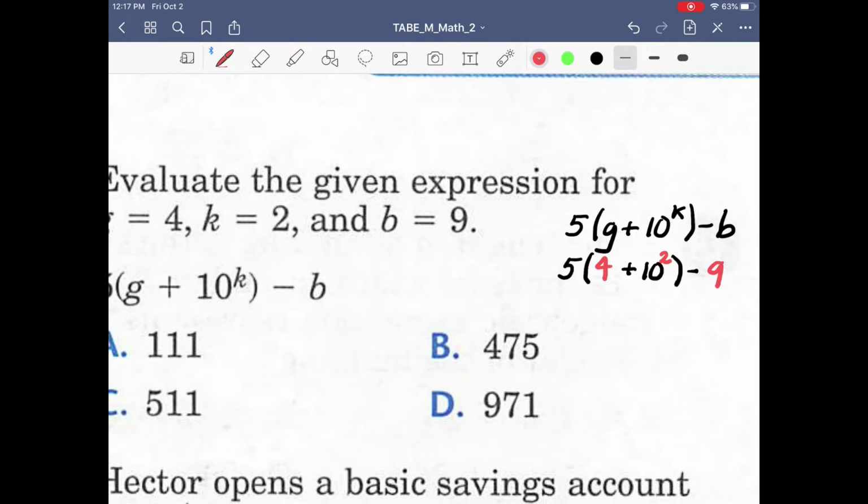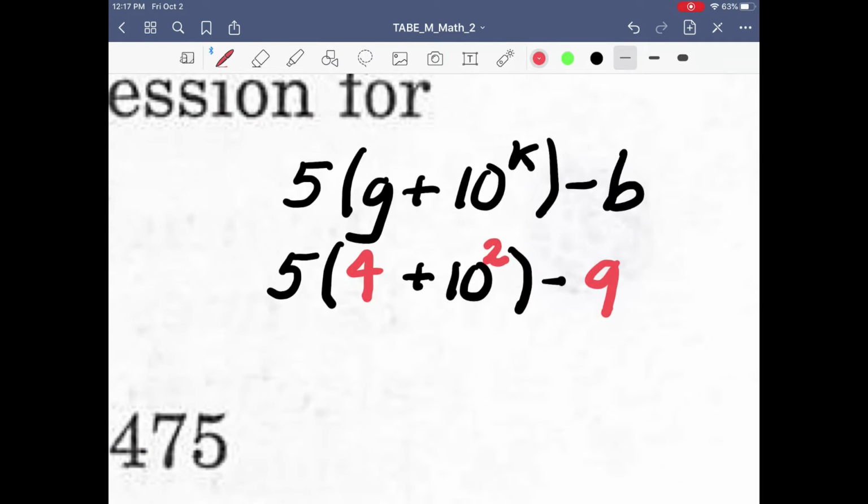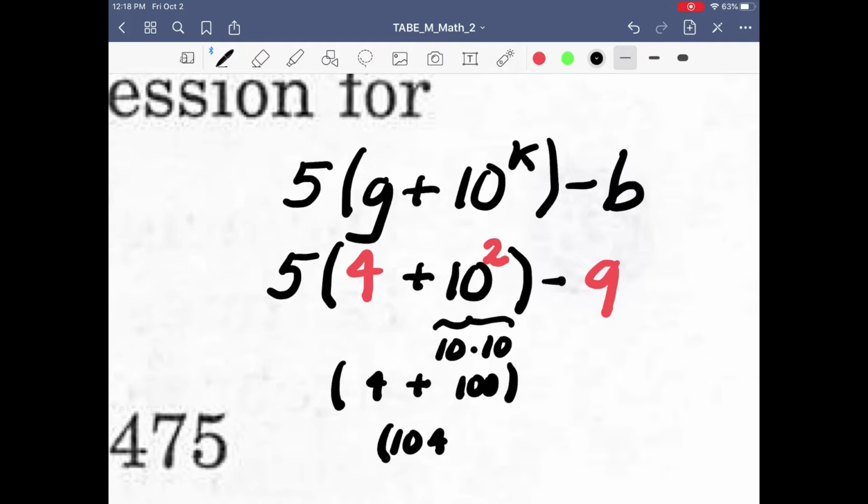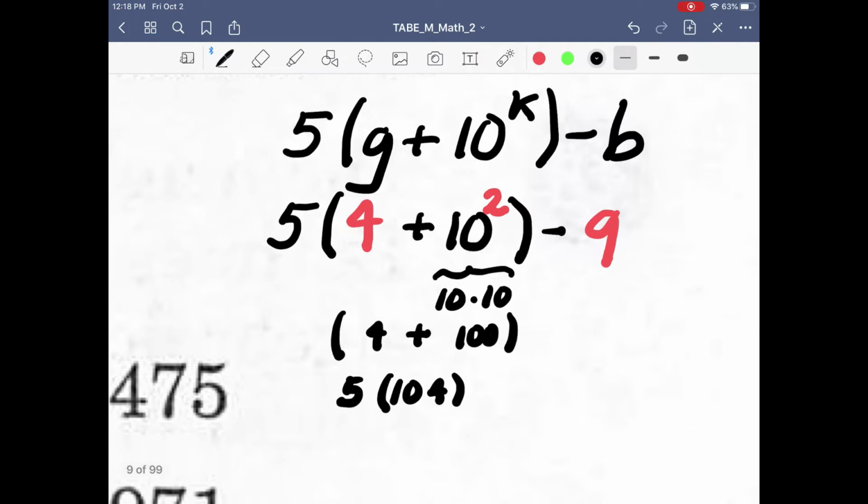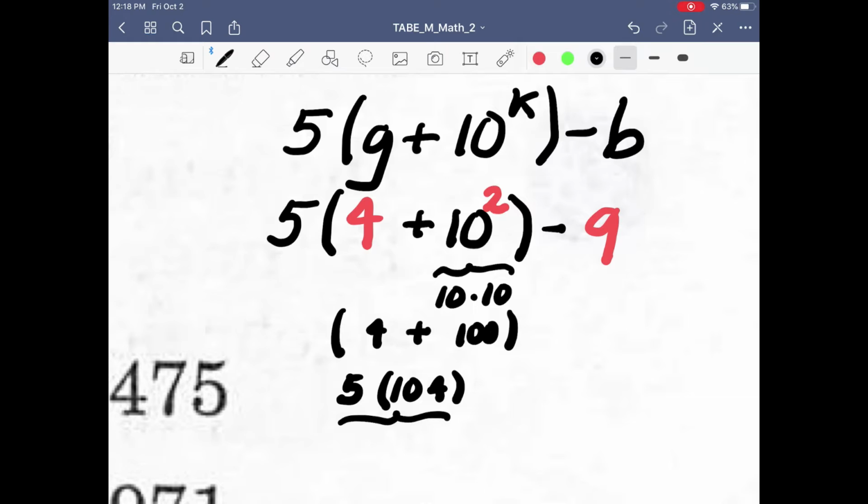So that is called substituting. I have substituted in my variable values. And then we need to evaluate the expression. So we are going to say 10 to the second power. That's 10 times 10, or 100. Going to add that to 4. So we get 104. Multiply it by 5. Have to follow the order of operations.